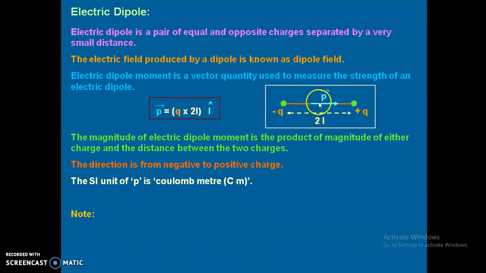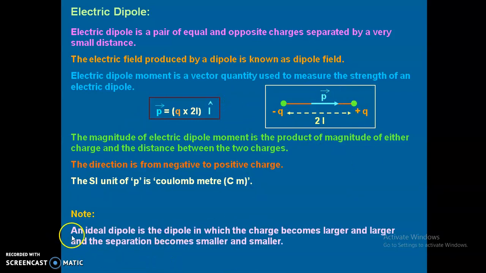A very important note about the electric dipole we are going to have. What is that? An ideal dipole is the dipole in which the charge becomes larger and larger and the separation becomes smaller and smaller. So what is an ideal dipole? If very large magnitudes of charges are separated by a very small distance, that particular combination is called an ideal dipole, right?